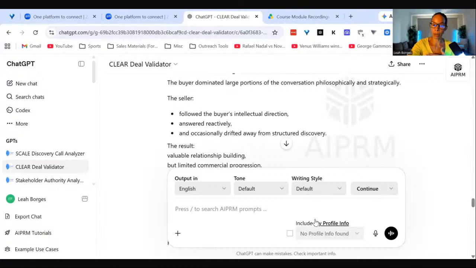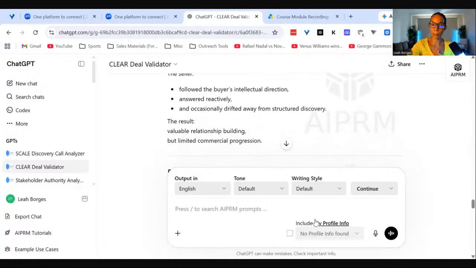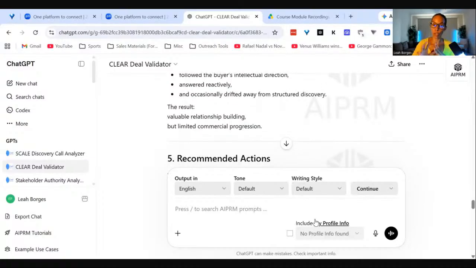So it says the seller followed the buyer's intellectual direction, was reactive, which happens, and drifted away from structured discovery. So part of the art of doing discovery or doing a deeper qualification, which is really what this is, is being able to not go down rabbit holes, right? It's very, very tempting with your buyer. We need to be able to redirect them to what really matters, to the problems at hand, to what we're discussing, the risks to the organization, to them personally, et cetera. That is an art, and we don't need to go down these rabbit holes, right? Because then it sucks up valuable time.